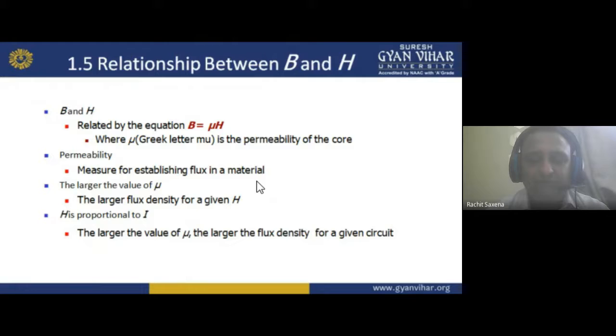So, in a material, if I want to generate flux, I want to know that the material should have the capacity, the strength, so that we can establish a flux in it. That measure tells you about the permeability.